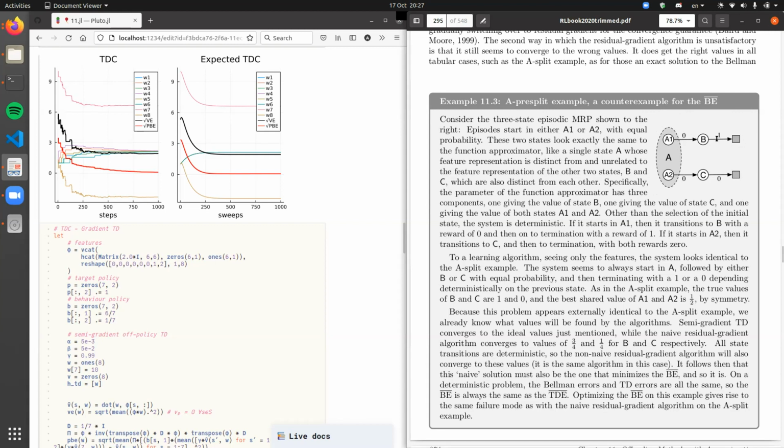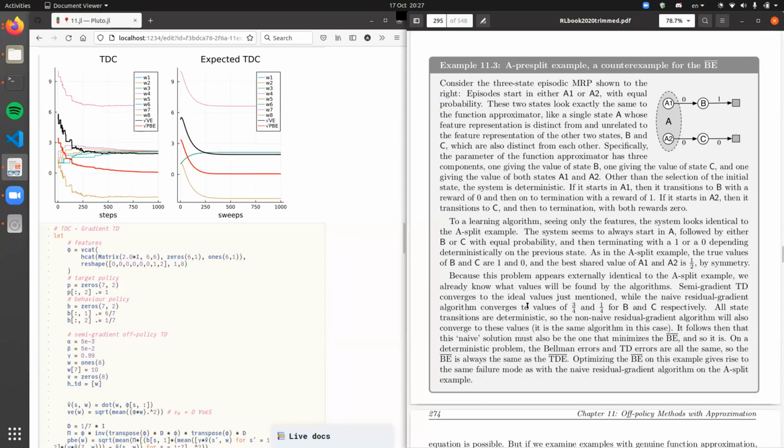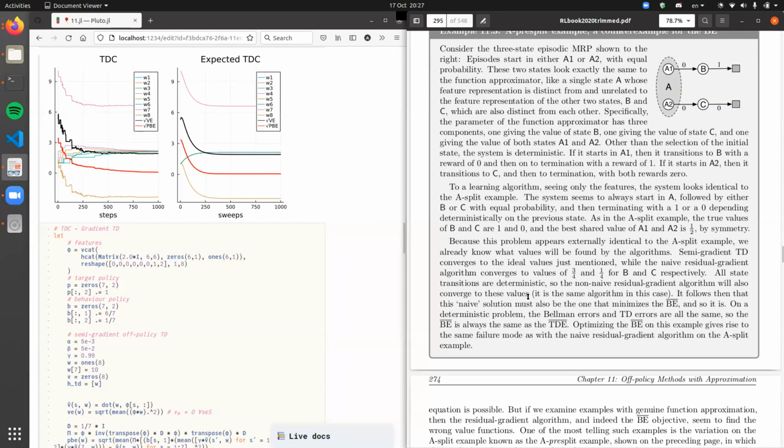So you can see that in this case, the MDP is deterministic, but we are approximating the value for A1 and A2 with the same, I think, with one parameter. And in this case, the algorithm will again converge to these RON values here.